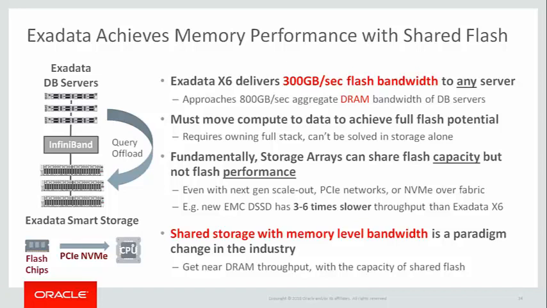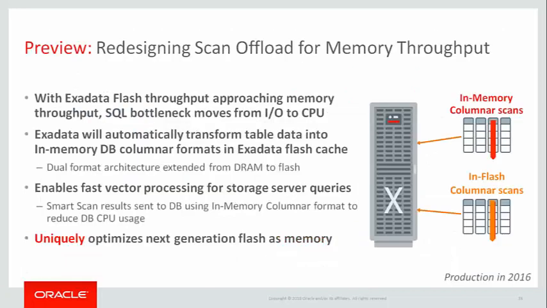Now, the shared storage with memory level bandwidth that Exadata offers is really a paradigm shift in the industry because it offers DRAM level throughput with the capacity of shared flash. We are not stopping at that. Now that we have moved the performance bottleneck away from the storage arrays, we need to make sure that it continues to offer the performance at the compute layer.